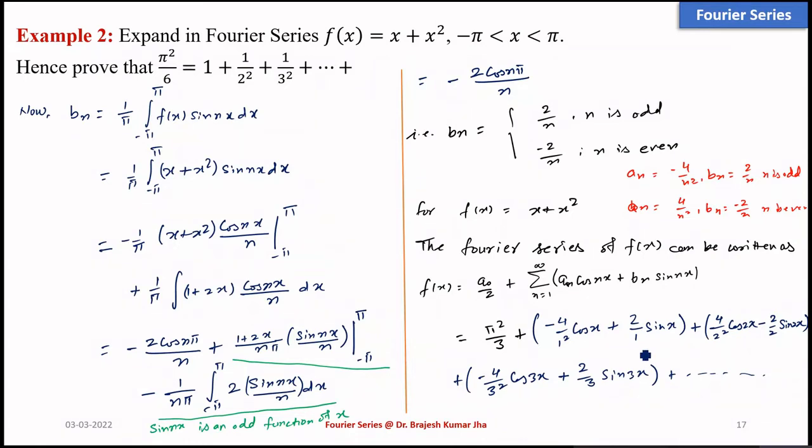Okay, now our next part is we have to show that pi square by 6 is equal to 1 plus 1 by 2 square plus 1 by 3 square, like that. So we know 1 by 1 square, 1 by 2 square, 1 by 3 square, it's the cos x only. And the coefficient of sine x was 2 by 2, 2 by 3, like that. So these are not in the list.